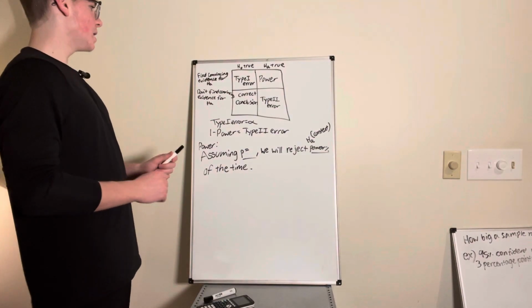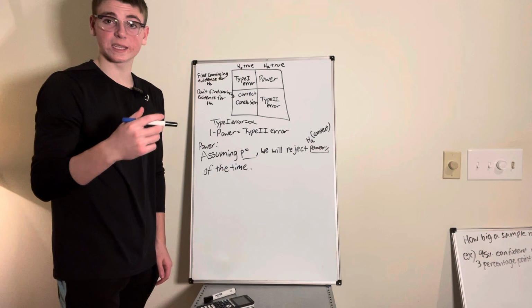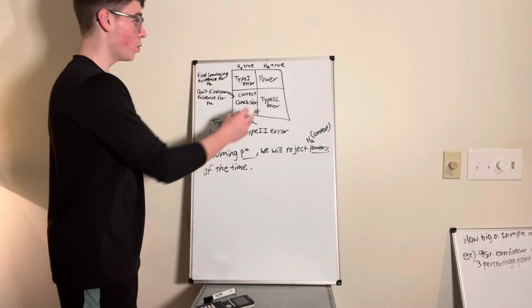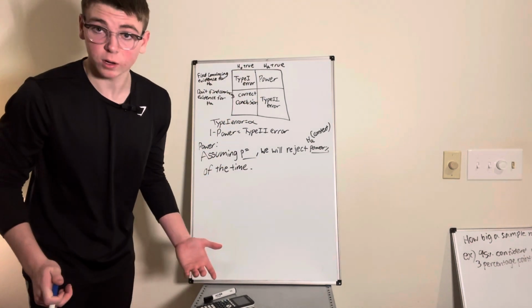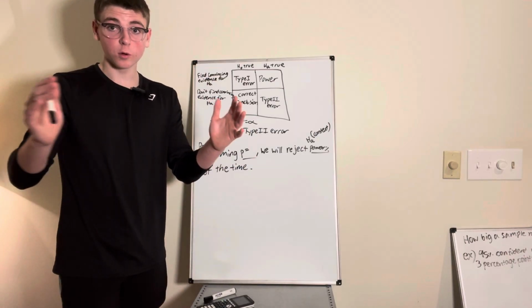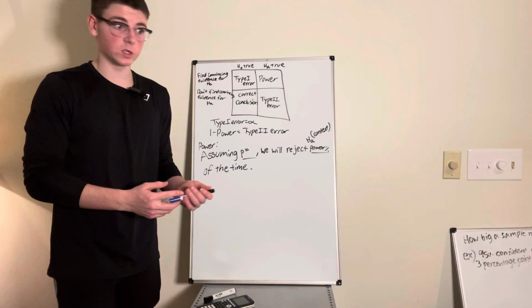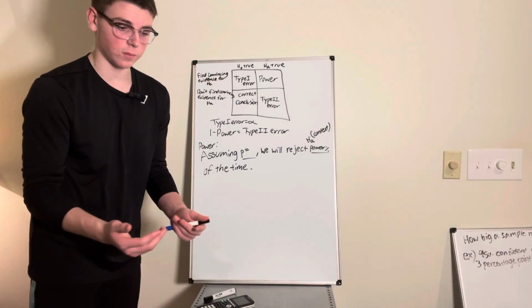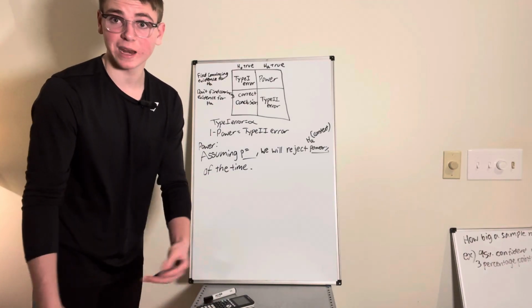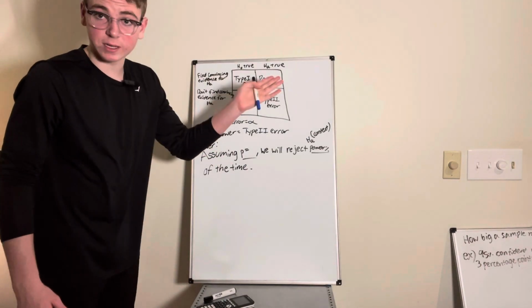Okay, and then if you find convincing evidence for HA, meaning you're going to accept HA and reject H0 when HA is true, that's called power. It is the probability of correctly rejecting H0 when HA is true. So it's just correctly accepting HA when HA is true. So you found convincing evidence for HA and you accepted HA.